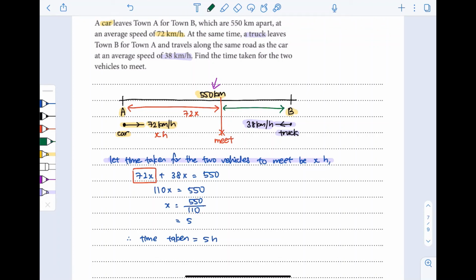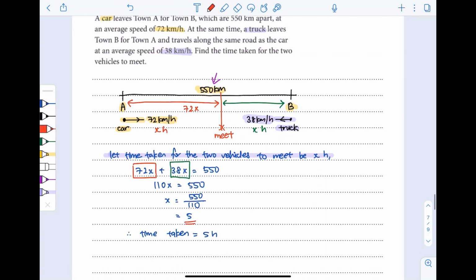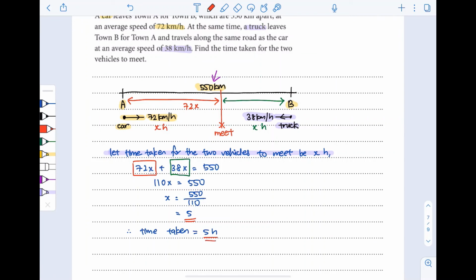With the speed being 38 kilometers per hour for the truck and x hours for the duration that it has traveled, the distance would be 38x, because 38 times x. And this will add up to be 550 kilometers, like I mentioned earlier. So we solve this algebraically, and we arrive at x equals 5. So the time taken for the two vehicles to meet will be 5 hours. So this is how we go about solving practice now 20.